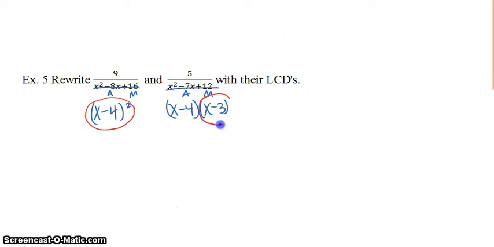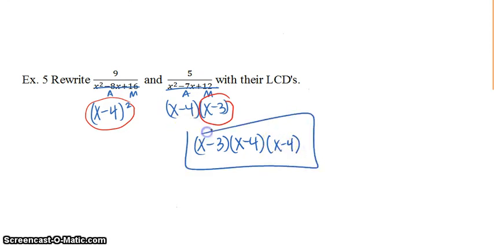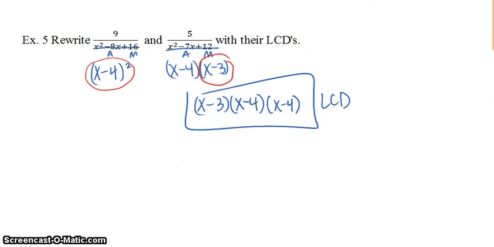But it also has an x minus 3, so I'm going to have to multiply both of them. So really, my LCD is x minus 3, and then x minus 4 and x minus 4. I can write it out either way. It's squared, or I can write it twice. This is my LCD.